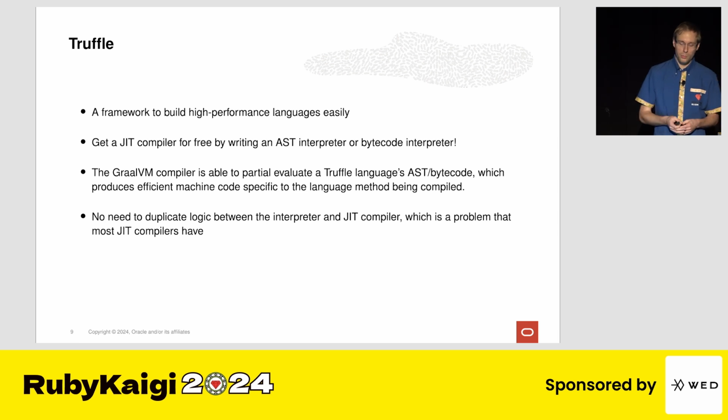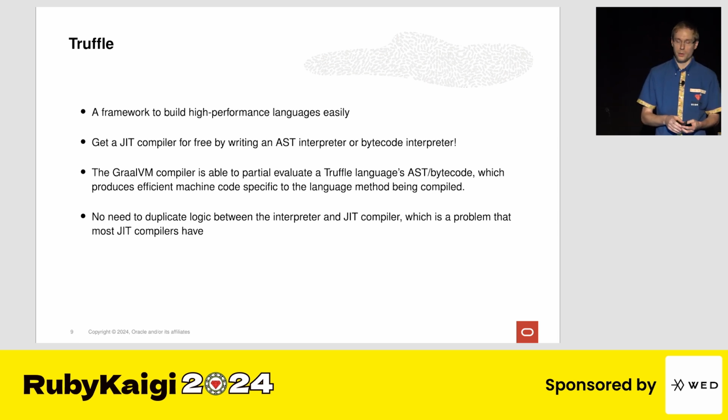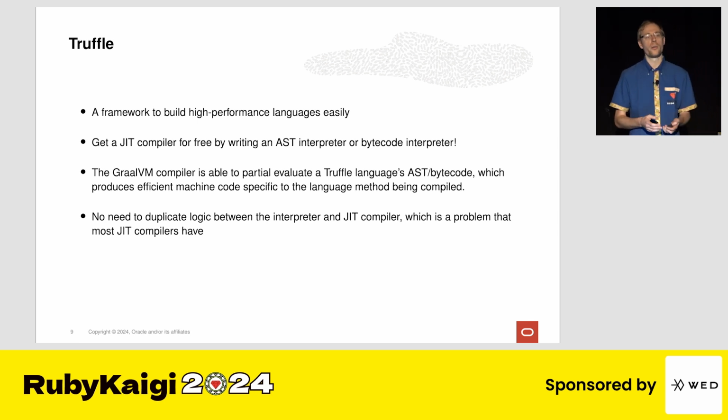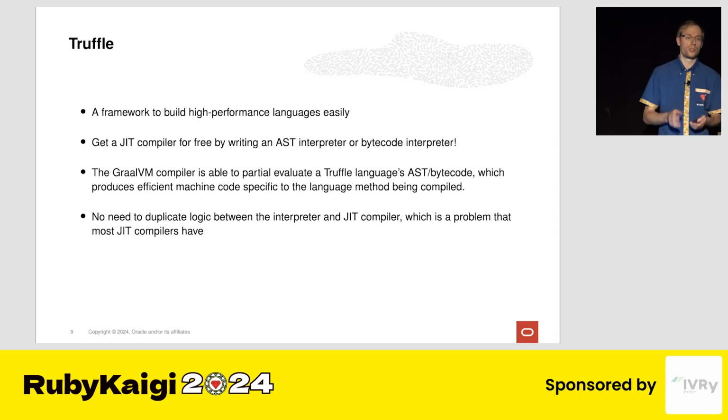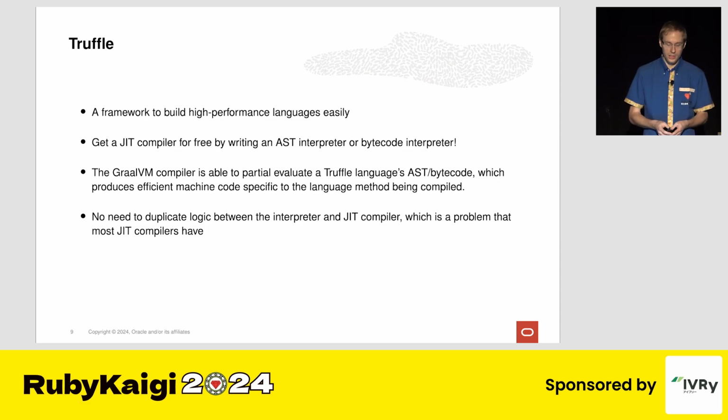And as a little bit of background, I'm going to explain what Truffle is. Truffle is a framework to build high-performance languages easily. And the main gain is you can get a JIT compiler for free by writing the interpreter. You don't have to write the JIT compiler, you just write the interpreter and you get a JIT compiler. The way this works, I'm not going to go into detail, is that the GraalVM compiler, which is kind of a language-agnostic JIT compiler, if you wish, is able to partially evaluate a Truffle language AST or bytecode, and then produce efficient machine code for it.